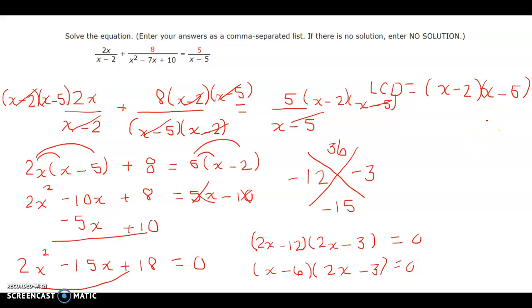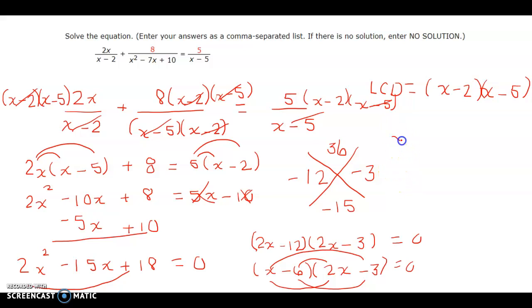So now, if we FOIL this to make sure it works, first times first is 2x squared. That's what we have there. Outside times outside is negative 3x, and inside times inside is negative 12x. Those add up to negative 15x. That's what we knew we wanted for our middle term. And last times last, negative 6 times negative 3 is positive 18. That's what we know we wanted for our constant.